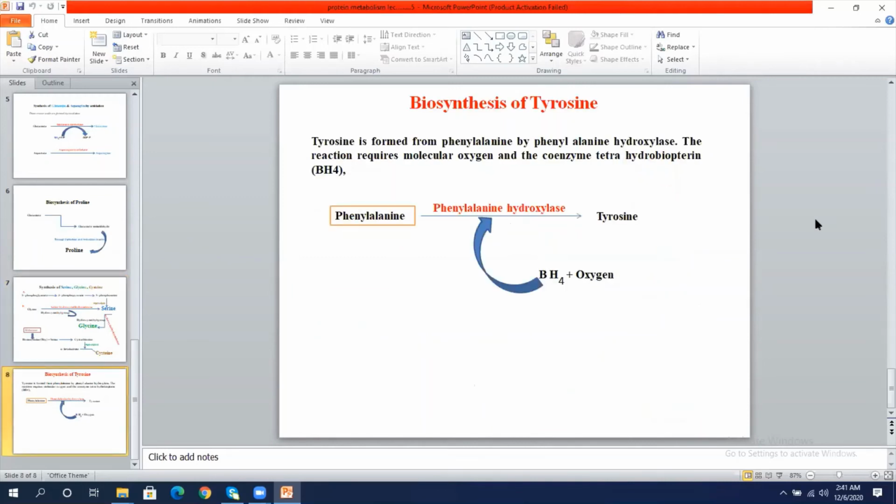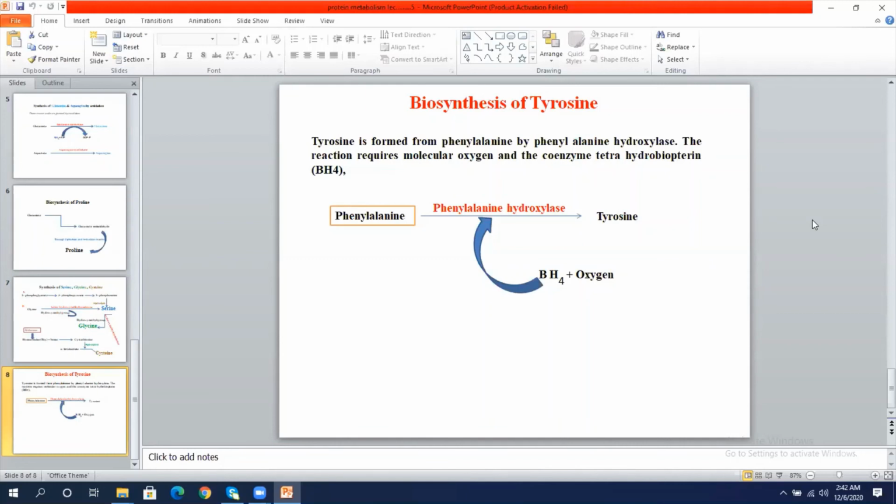Biosynthesis of tyrosine. Tyrosine is formed from phenylalanine by the phenylalanine hydroxylase enzyme. The reaction requires molecular oxygen and the coenzyme tetrahydrobiopterin. BH4 is required for this reaction. Phenylalanine, in the presence of phenylalanine hydroxylase, and BH4 as a coenzyme plus oxygen, forms tyrosine.